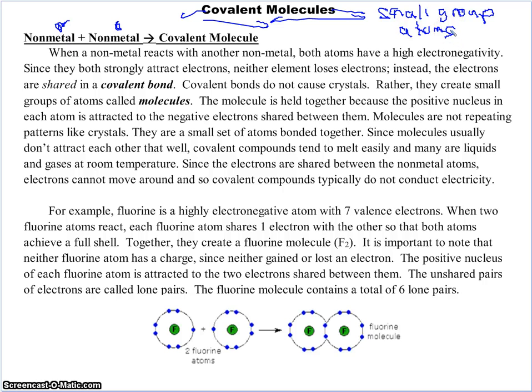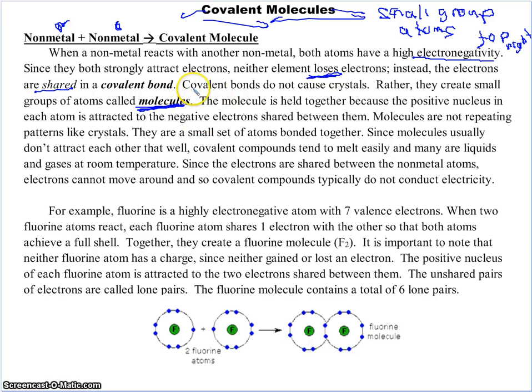When a nonmetal reacts with another nonmetal, both atoms have a high electronegativity. Remember, they're on the top right of the periodic table. Since they both strongly attract electrons, neither element loses. They won't give up. Instead, the electrons are shared, or fought over, in a covalent bond. Covalent bonds do not cause crystals. Rather, they create small groups of atoms called molecules. Make sure you know what a molecule is.